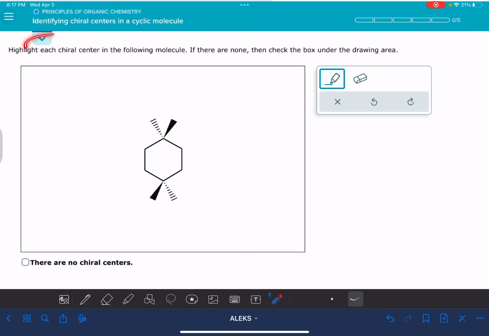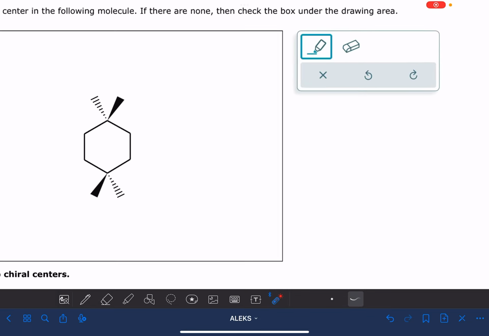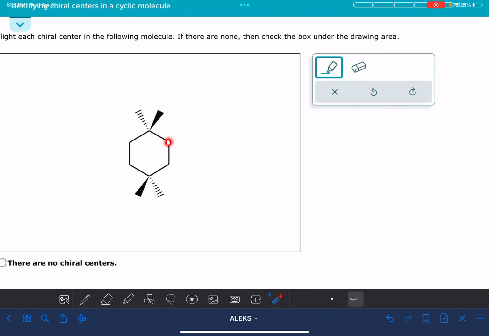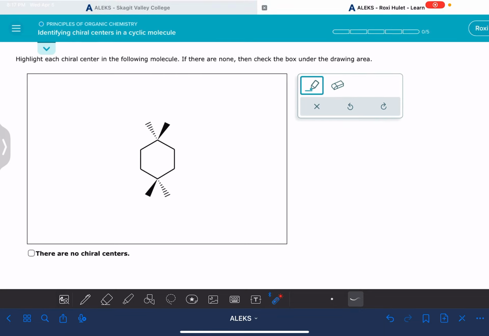In this video, we're going to work on the ALEKS problem called identifying chiral carbons in a cyclic molecule. This problem wants us to use this little highlighter tool to highlight each chiral center or chiral carbon in the following molecule. Let's say that we think this carbon atom here is chiral. The way we would indicate that is by clicking on the little highlighter and then clicking on this carbon atom, and it's just going to put a little fuzzy glow on that carbon.